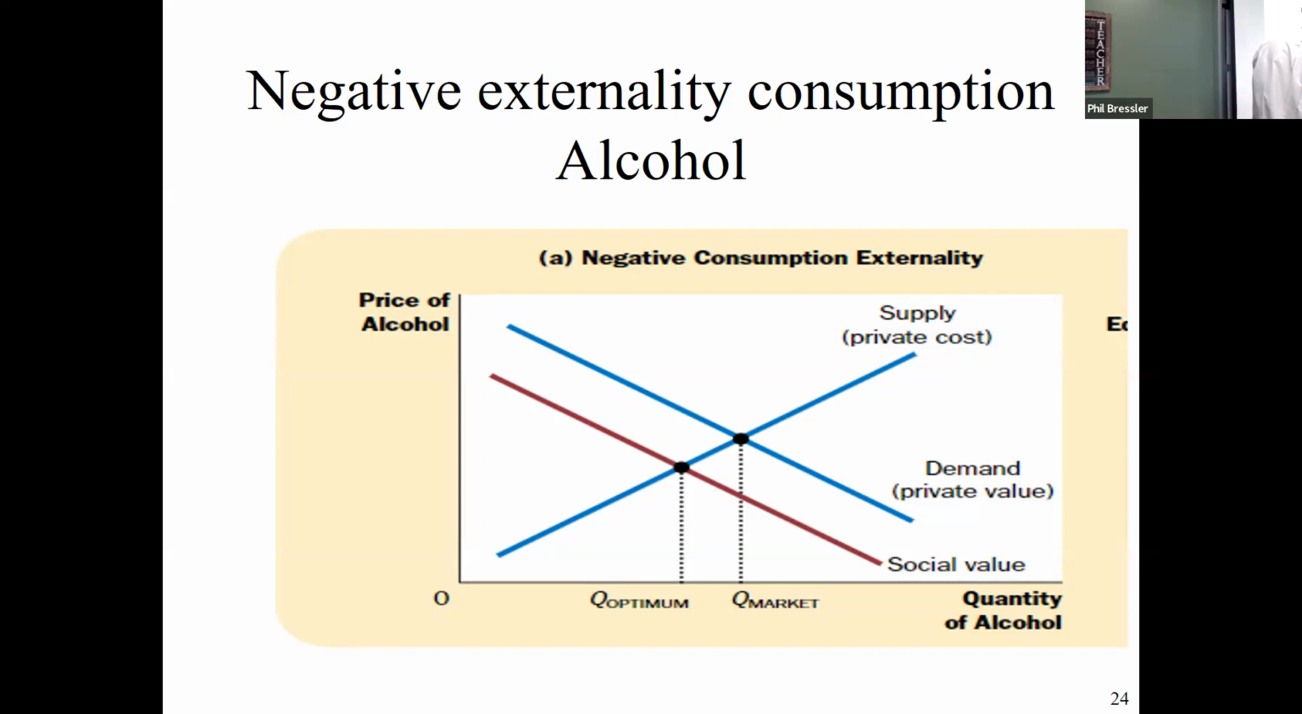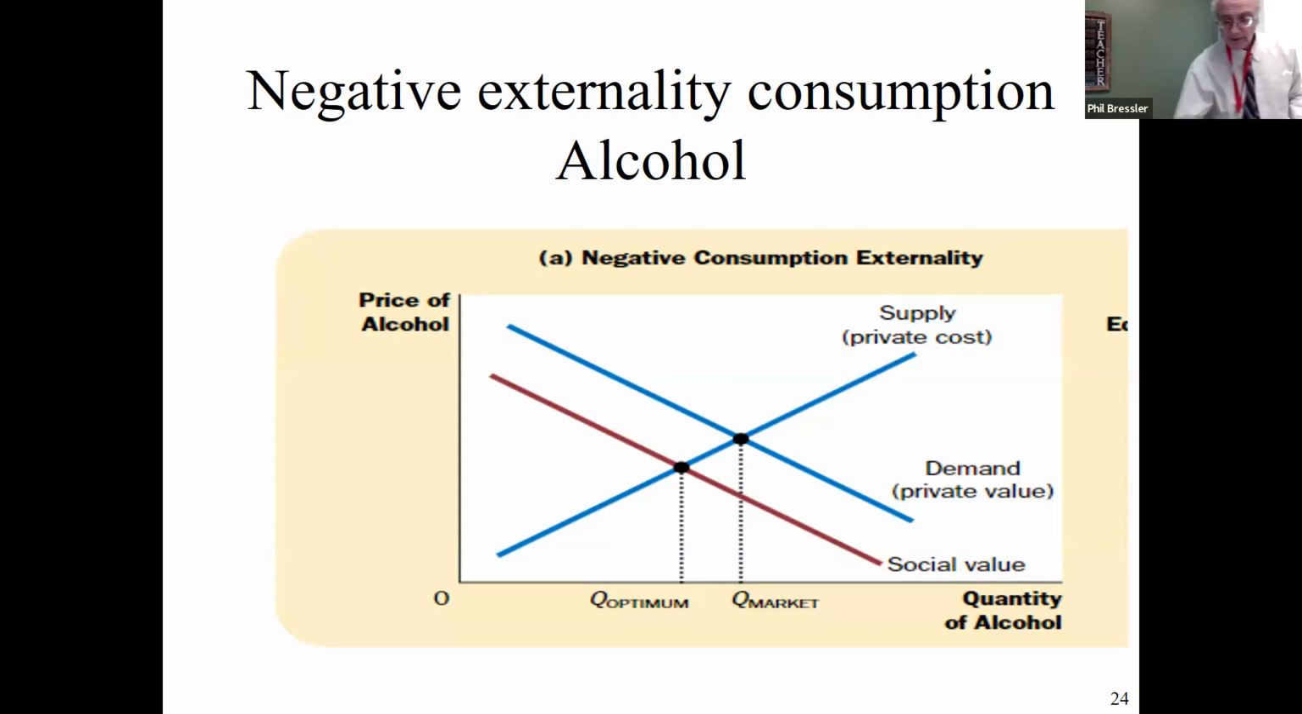Where are you going to be after the tax? Are you going to be at P optimal, Q optimal? Yeah. You wouldn't have dead weight loss, right? Because you're at the optimum. Okay? All right, any questions about negative externality?